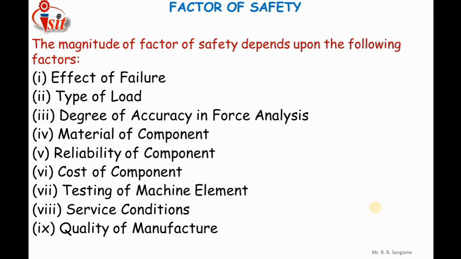Next is the quality of manufacture. When the quality of manufacture is high, variations in the dimensions of the machine components are less, and a lower factor of safety can be selected. On the other hand, a higher factor of safety is required for components whose manufacturing is of poor quality.